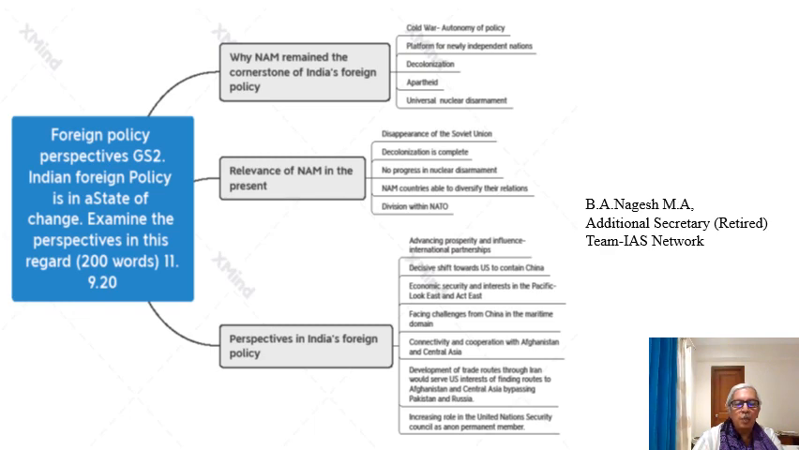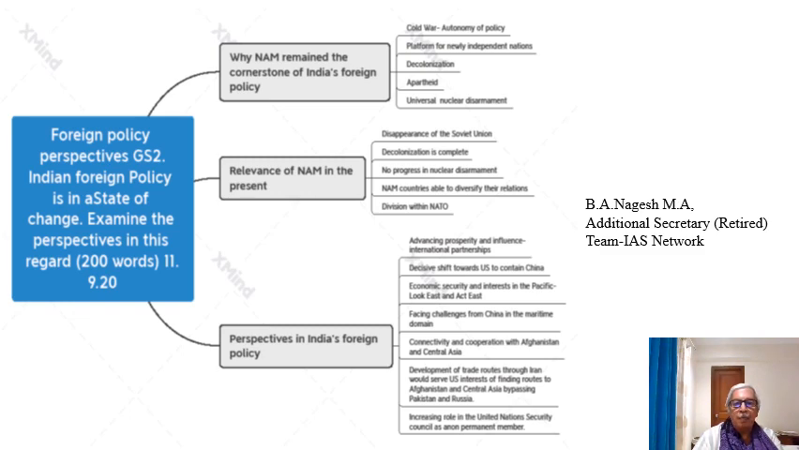The topic for discussion today: Indian foreign policy is in a state of change. Examine the perspectives in this regard.